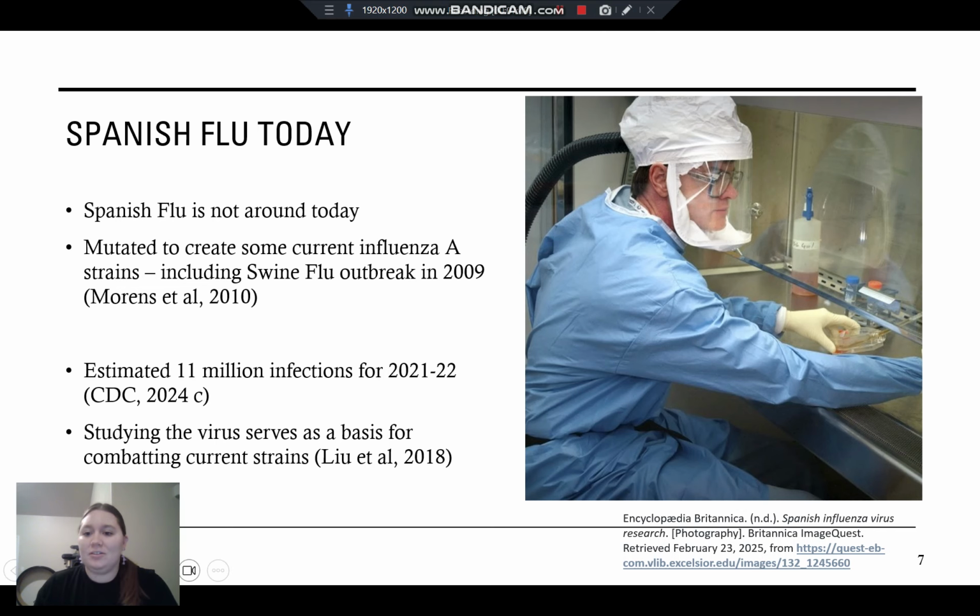And this photo here is research being done on the Spanish flu virus. So he's in here, he's got a ventilated area. Of course, you can see that they have a mask on, they are well protected from the virus.